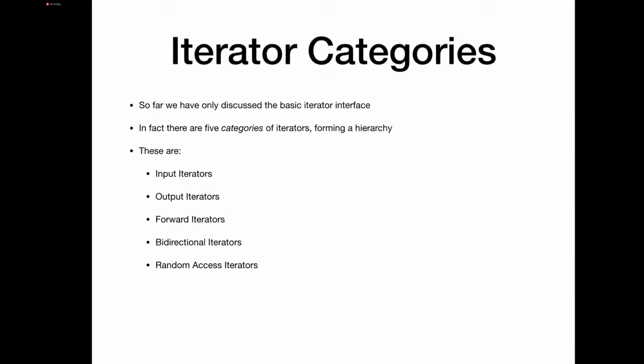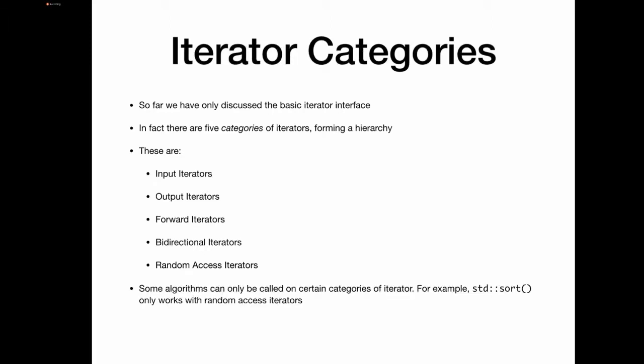But there are actually five kinds of iterators, and they form a hierarchy. We have input iterators and output iterators, the lowest level, least powerful ones. Then we have forward iterators. A bidirectional iterator is a kind of forward iterator, and a forward iterator is a kind of input iterator. And then finally we have random access iterators, which are the all-powerful ones that can do everything, in constant time.